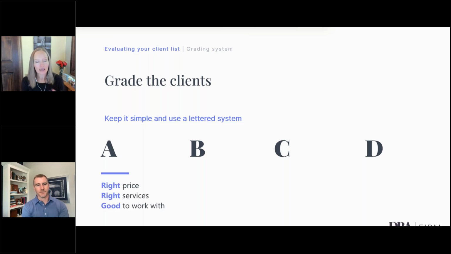So for A clients, in its simplest form, these are clients that are at the right price. You've analyzed the data, looked at billings. They're utilizing the right services that your firm wants to continue to offer going forward, and they didn't make it onto the PIA list.